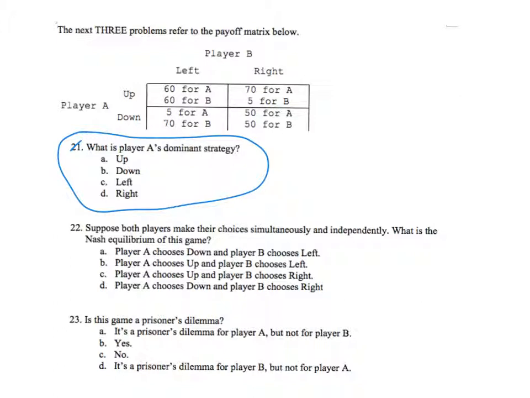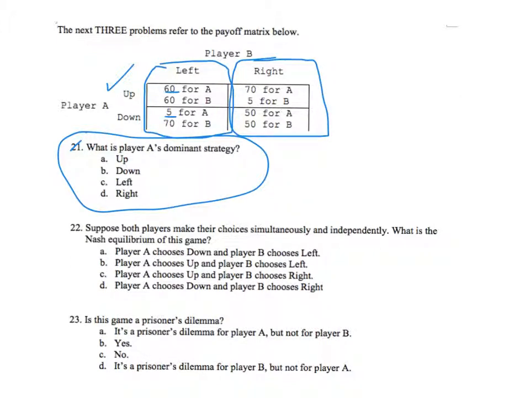Well, the way we think these through is, let's suppose A thinks that B is going to go left. What's A's best play? Well, A could go down and get 5, go up and get 60. 60's better than 5, so if player A thinks player B is going to go left, player A is going to go up. And you do the same thing from A's perspective.